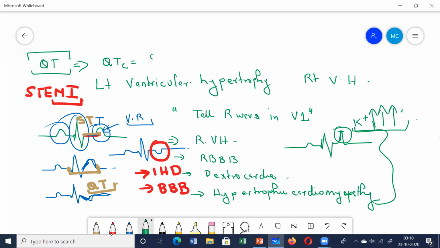So corrected QT interval equals the QT interval divided by the square root of the RR interval. So you calculate the interval between RRs and divide it by the square root of the RR interval. This gives the QTc, the corrected QT interval, which we usually use. This QT interval should be less than 0.45 seconds. If it becomes more than 0.45 seconds, it is abnormal.